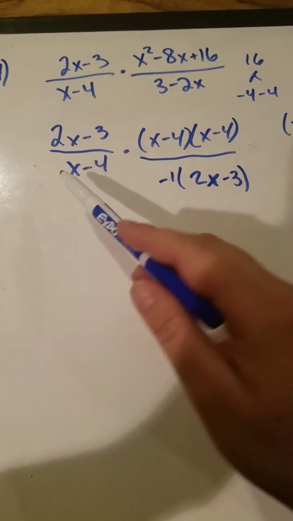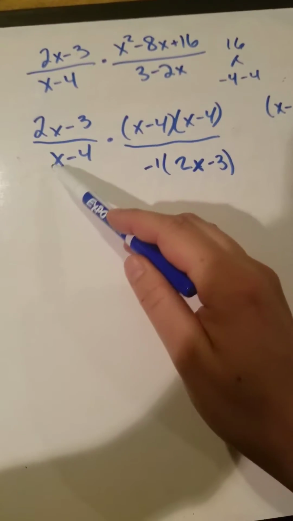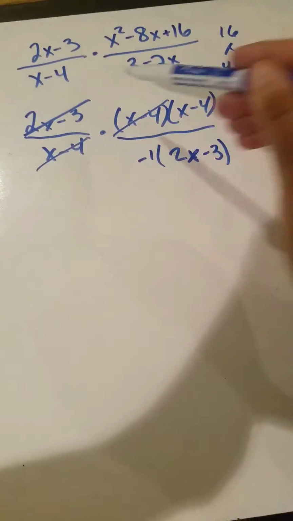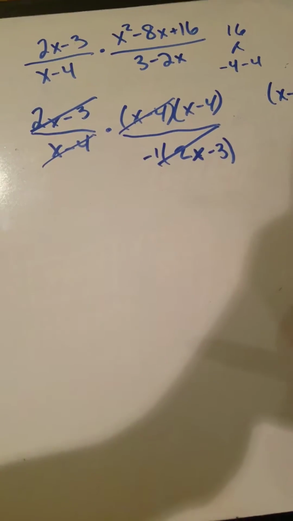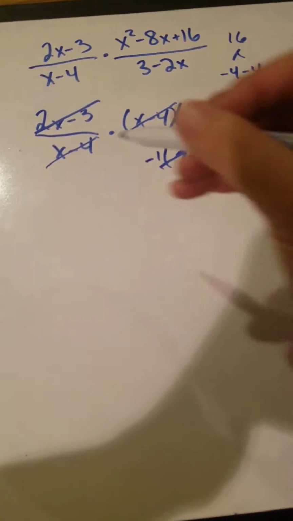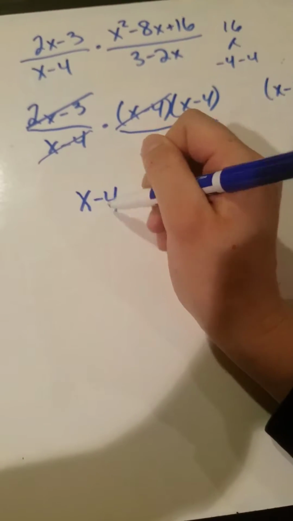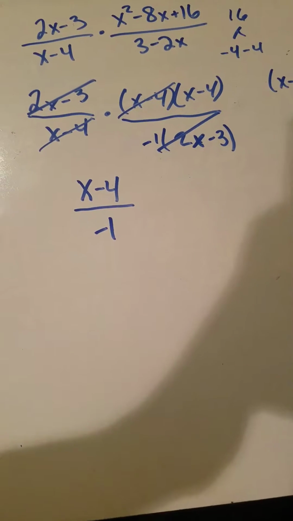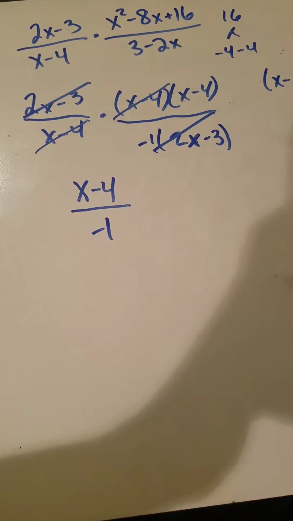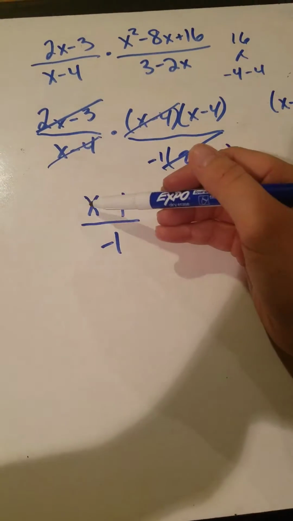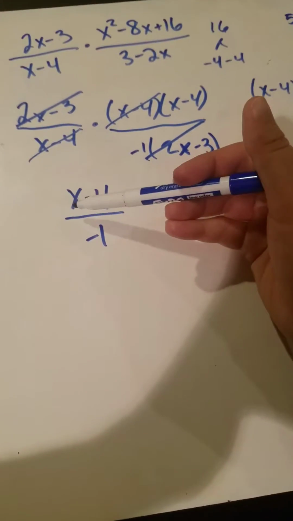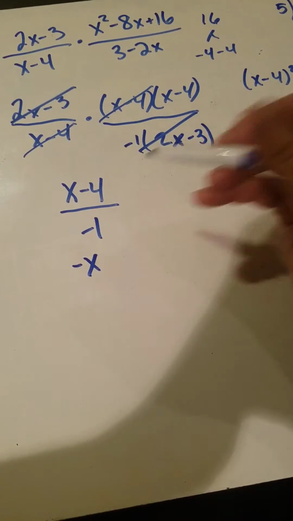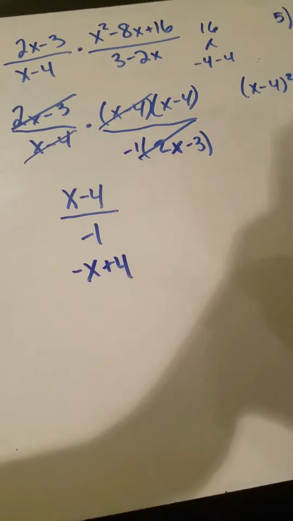So what's on the top and the bottom? Exactly the same. The x minus 4s are exactly the same. The 2x minus 3s are exactly the same. And I think that is it. So what are we left with on the top? We're left with x minus 4. What are we left with on the bottom? A negative 1. Do we ever leave our problems like that? Absolutely not. So we're actually just going to divide both of them by negative 1. So x divided by negative 1 is negative x. Negative 4 divided by negative 1 is positive 4.